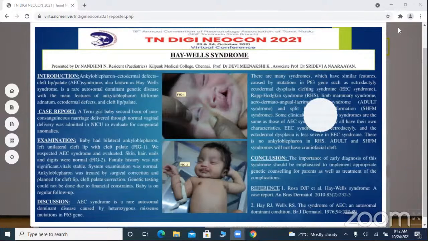So I want to conclude that there is an importance in the early diagnosis of the syndrome since it is autosomal dominant, and it should be emphasized to implement appropriate genetic counseling for parents as well as treatment of the complications.